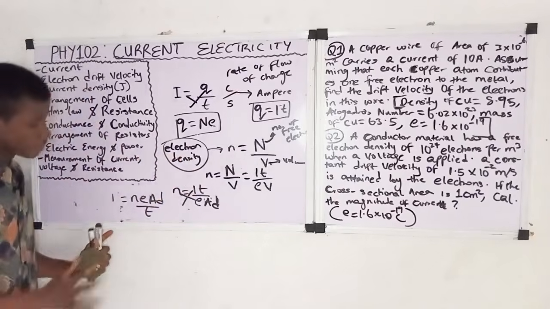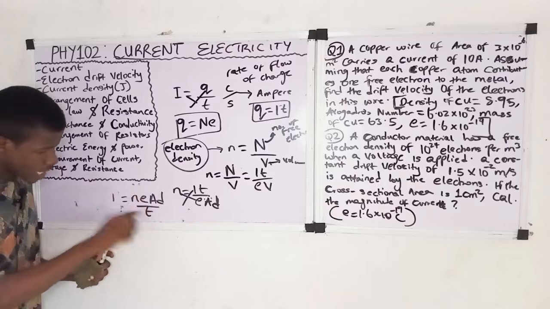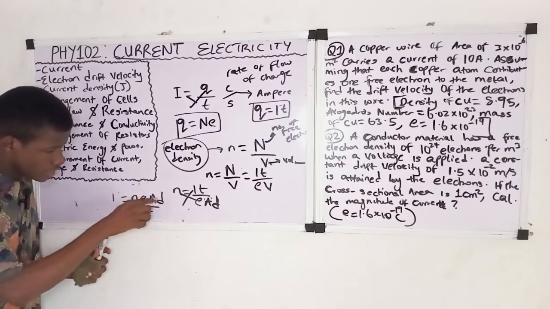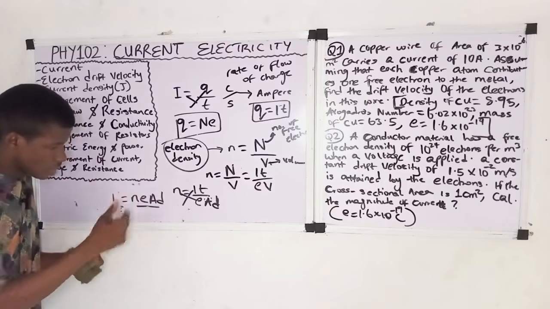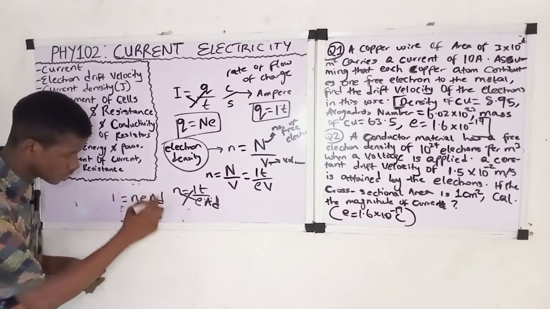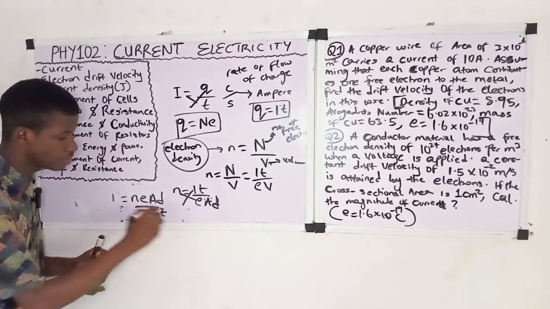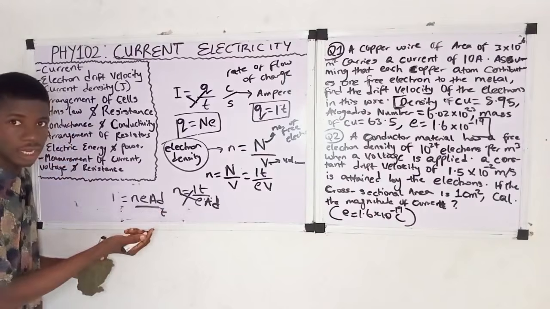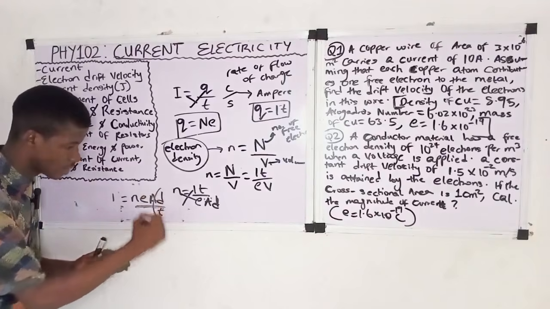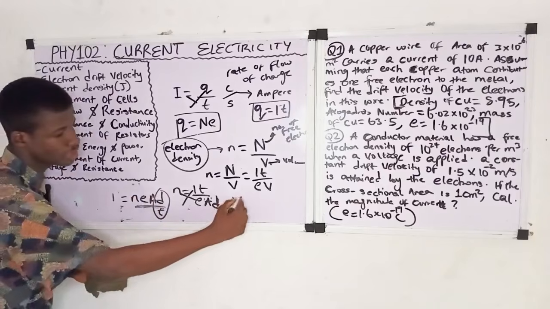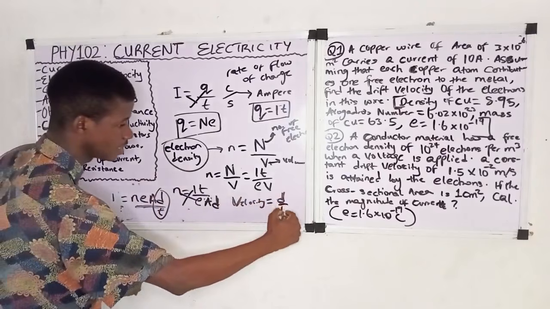Okay, so now what next? We want to get velocity now. If you look at this, nEAd divided by t. This same thing can also be something like this, d over t. Now, d over t here will give us what? Remember, velocity. What is velocity? Velocity is displacement over time, right? Or you can say d over t, right?